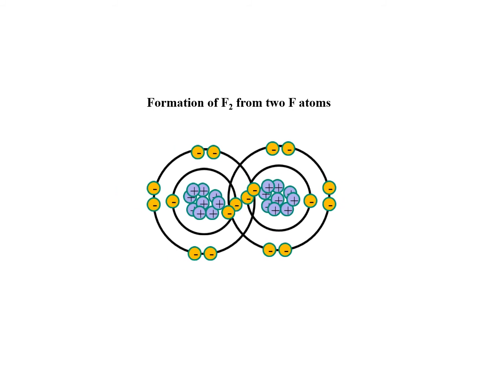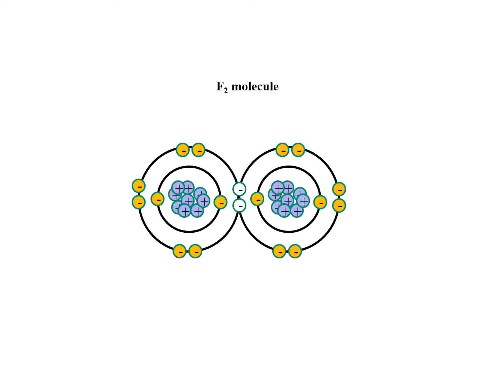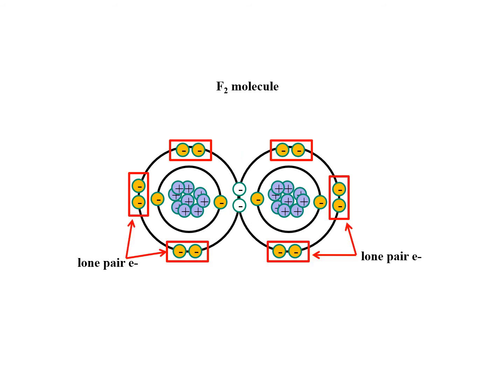This slide shows the formation of a fluorine molecule from two fluorine atoms. You can see that the electrons being shared in the center in the white spheres represent our bonding pair of electrons. The electrons that are not being shared between the two atoms are called our lone pair of electrons or our non-bonding electrons.